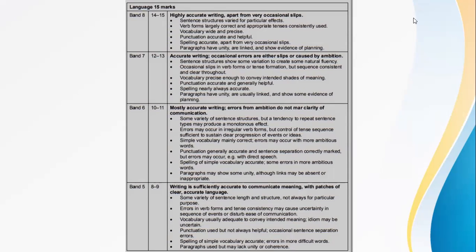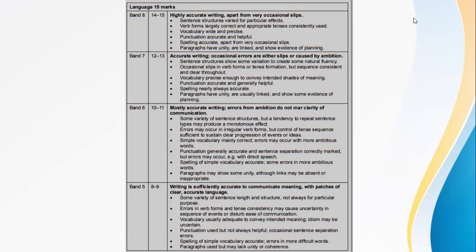Your marks would be between 14 to 15. But in case you have made some slight errors, for example, mostly accurate writing, and errors from ambition that do not much clarify communication.